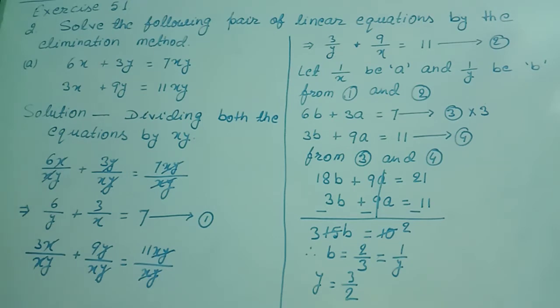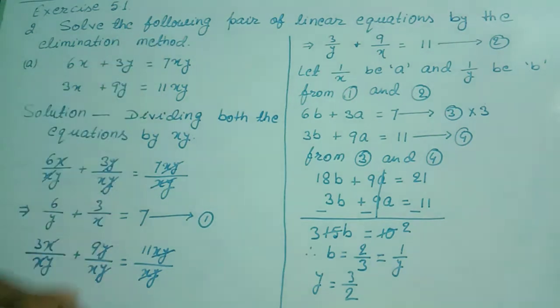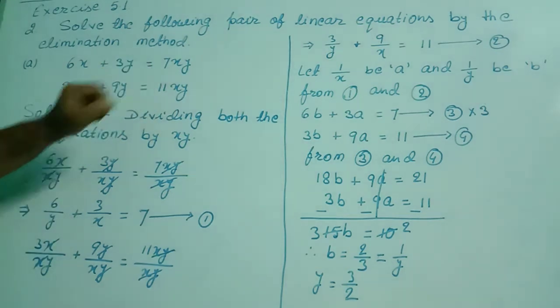We are solving chapter 5, simultaneous linear equations of two variables, exercise 5.1, question number 2. This question states: solve the following pair of linear equations by the elimination method. These equations are 6x plus 3y equal to 7xy and 3x plus 9y equal to 11xy. In this, towards the RHS, the coefficients of xy are given, those are 7 and 11.